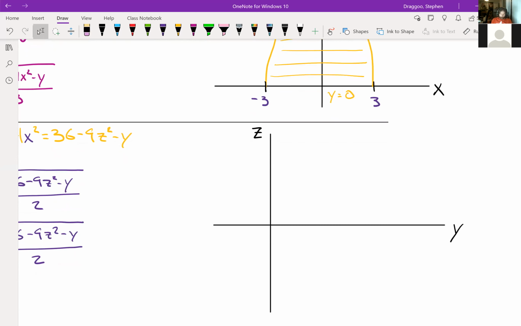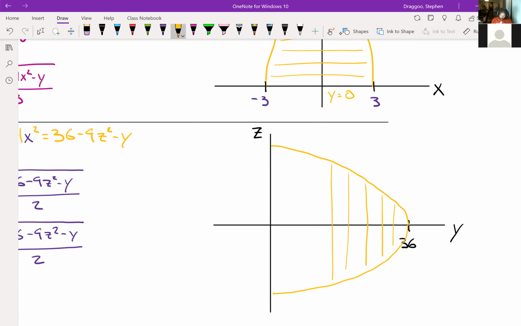I can still put a 36 out here on that y-axis. And I think this is probably the shape that we have if we're trying to project it again into the YZ plane. Use that magenta line to kind of highlight where that magenta ellipse was from the very first diagram.